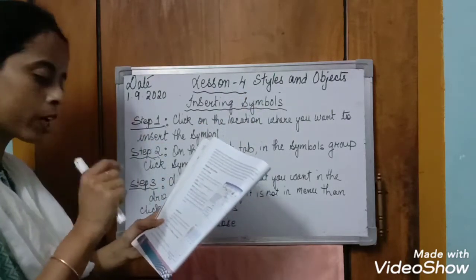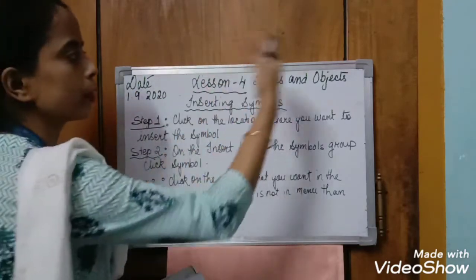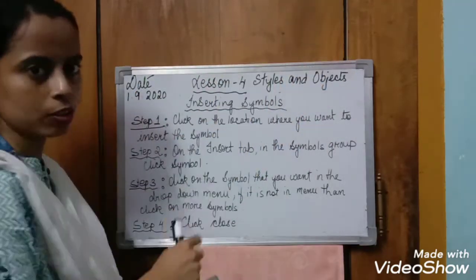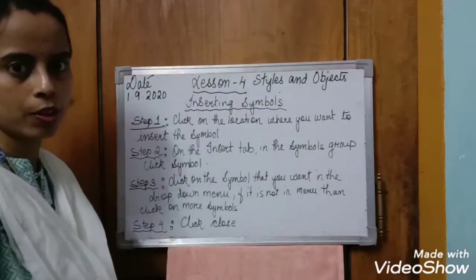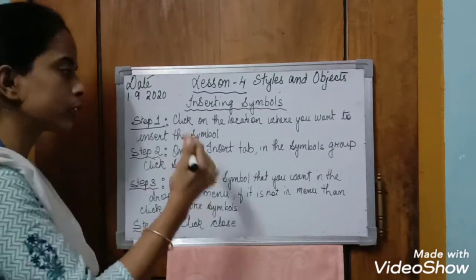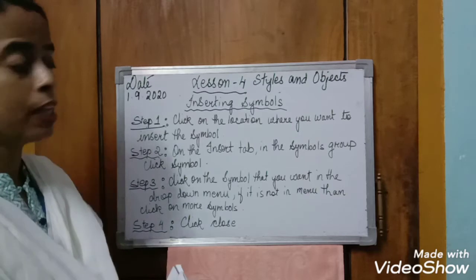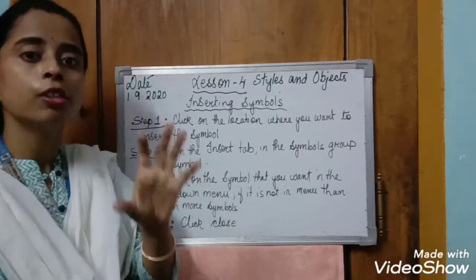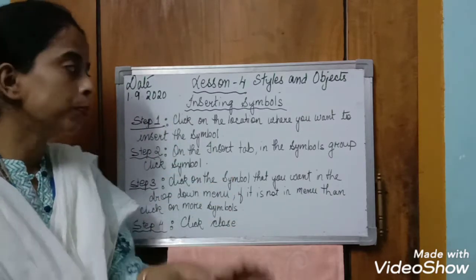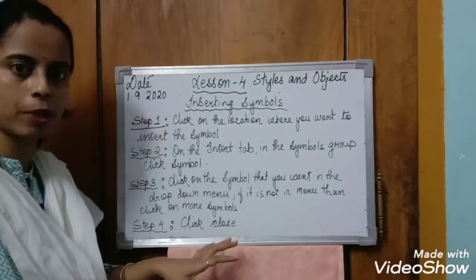Where will you get the symbols option in MS Word? You will get it in the Insert tab, in the Symbols group, at the right side, top of the document. Right, children? So what are the steps for inserting symbols? Just now we have learned how to insert shapes in MS Word document. Now how to insert symbols. There are 4 steps that I am going to explain now.